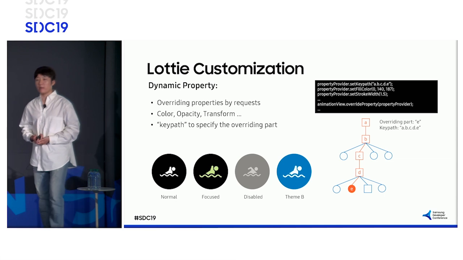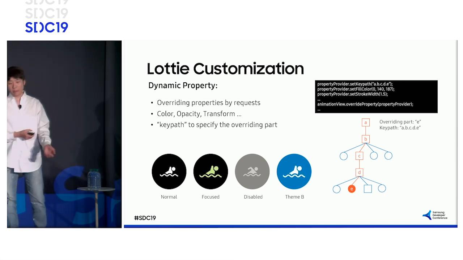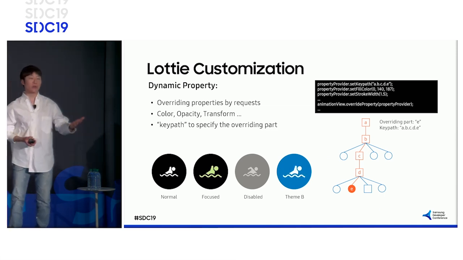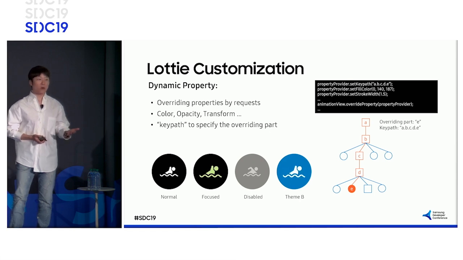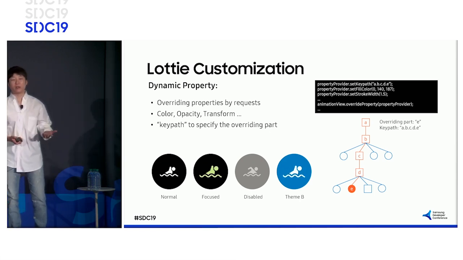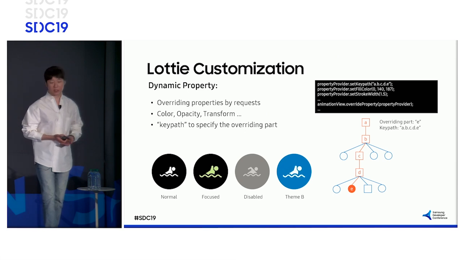Dynamic property is a method to customize the Lottie animation. By using this method, we can actually provide customized Lottie animation. At this moment, color, opacity, and transformation are involved in these dynamic properties.